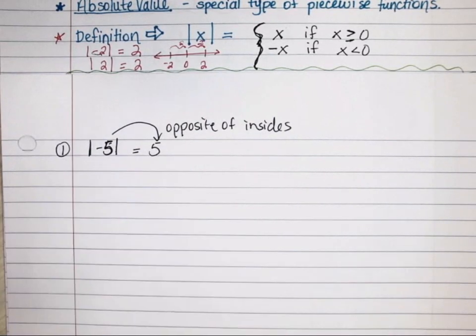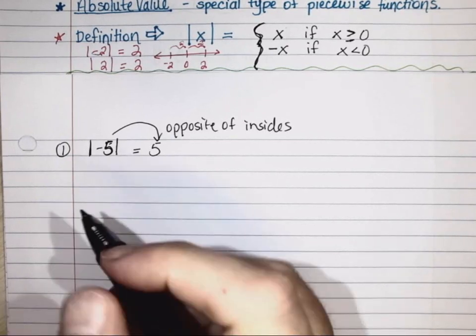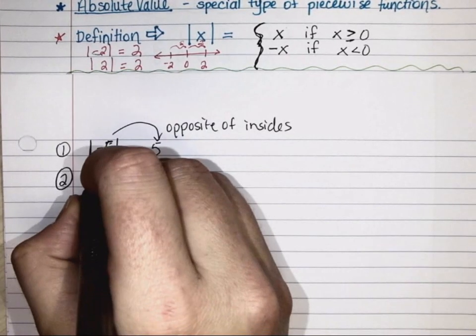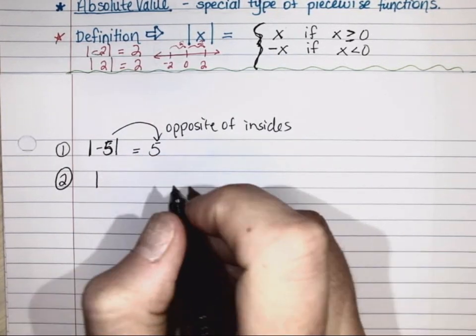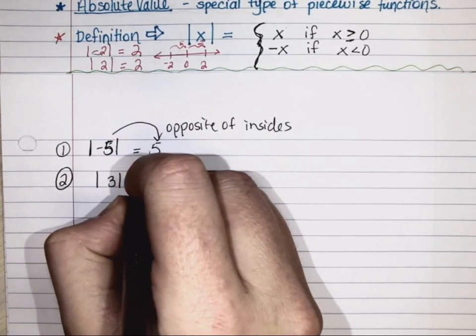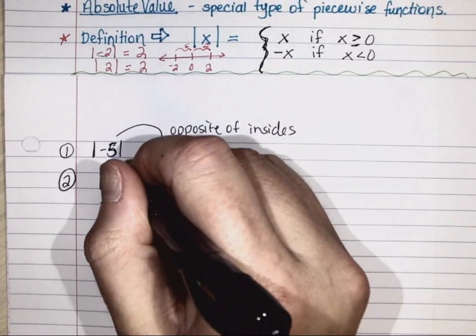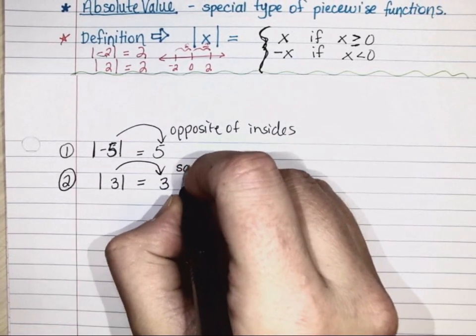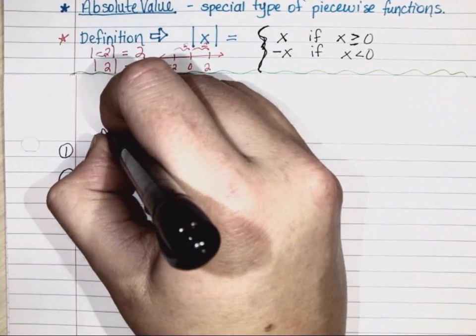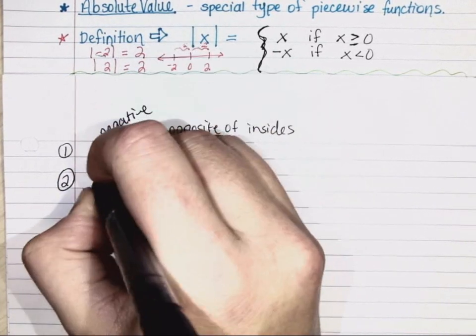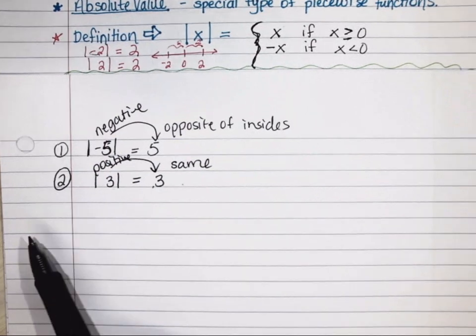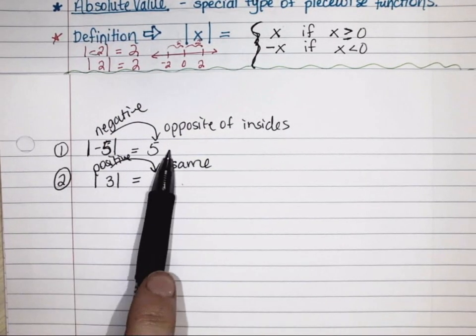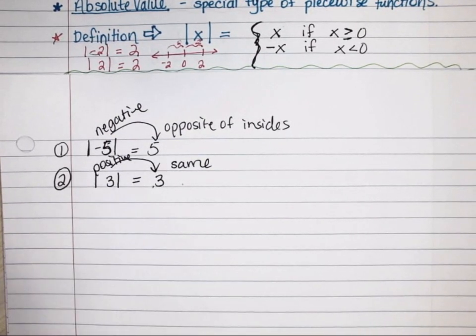Let's look at number 2. The absolute value of 3, you know, is 3. It's the same. And the reason is it was positive inside, so I keep it the same. It was negative inside, so we did the opposite to actually take the absolute value of it.